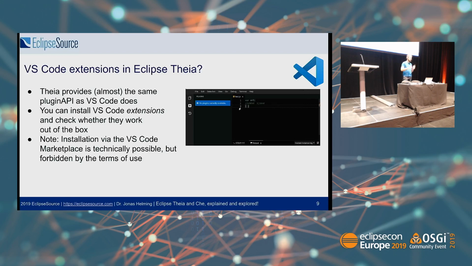About the installation, while technically it's possible to install something from the VS Code marketplace into Theia just by typing in the ID of that, that's disallowed by the terms of use of the Microsoft Marketplace. So don't do that. What you can do instead is go to the original source of that plugin, and hopefully you find a download there on the GitHub repository, and then you can download and install it into Theia.